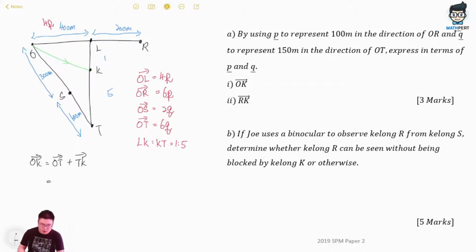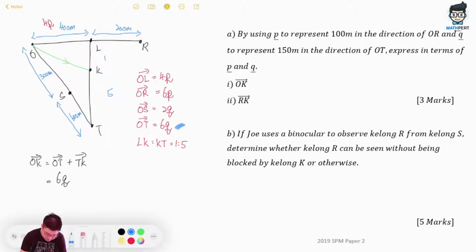So do we know OT? OT is this one, isn't it? 6Q. So we just write 6Q over here. So how about TK? Do we have any information about TK? We just know that TK is somewhere here. Is this one, T to K. So how do we find that? We have these informations, the ratio. So can we find TK?